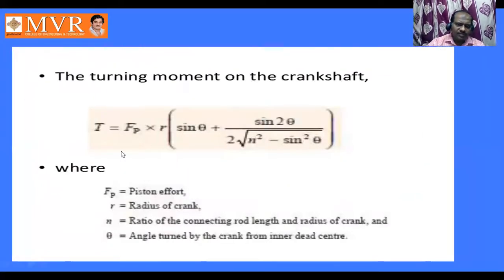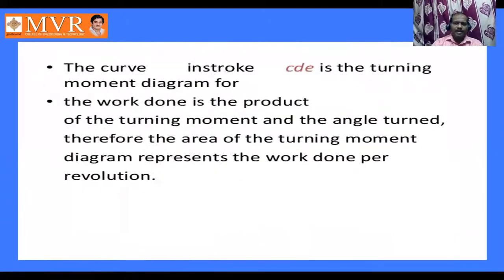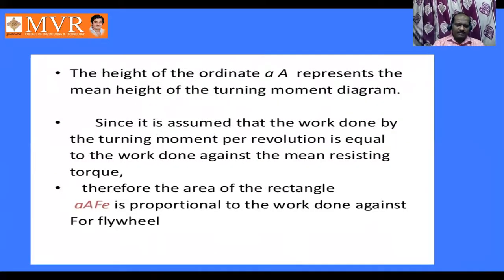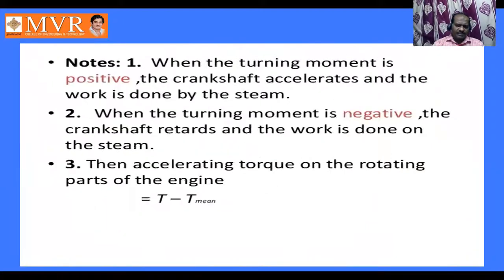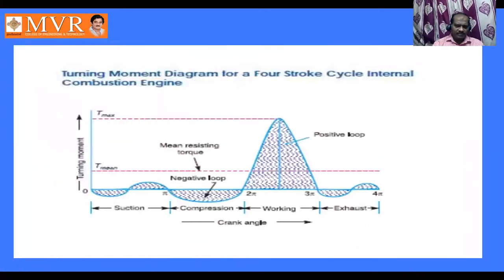So this is Fp into R, where Fp is the piston effort, R is the radius of the crank, theta is the rotation angle, and N is the ratio of the connecting rod length to the crank radius. So it varies depending upon these three factors. Like this, we are going to plot the torque. First you have to calculate the torque from 0 to 360 degrees based upon that relation.